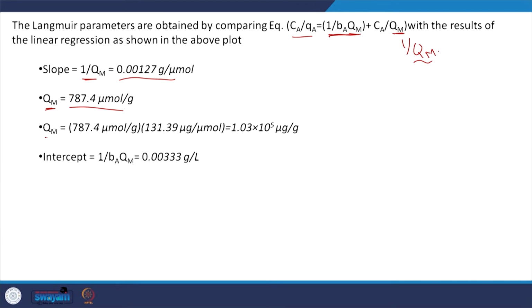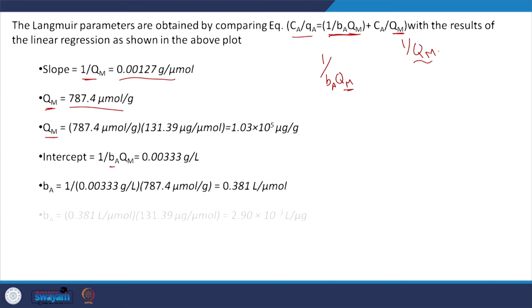So Qm, we already have Qm, and I know the intercept, which is BAQm. I already know Qm, now I can calculate BA, and that's what we are going to do here. We are going to calculate BA. I am not talking in detail about the relevant units. You can play around with the units and figure out how to get that done.